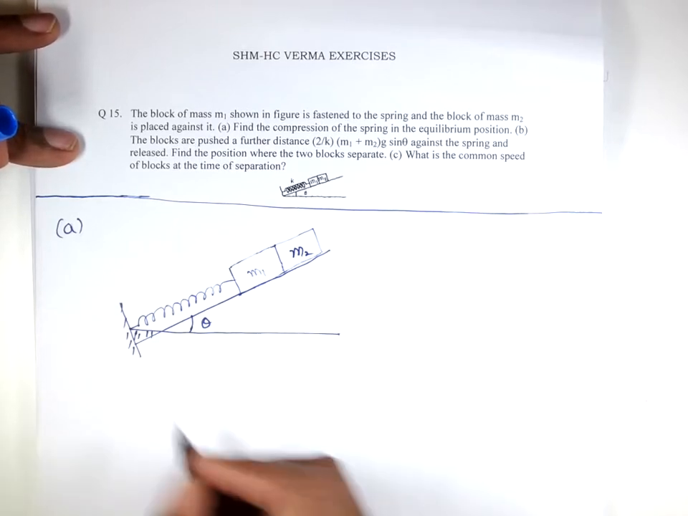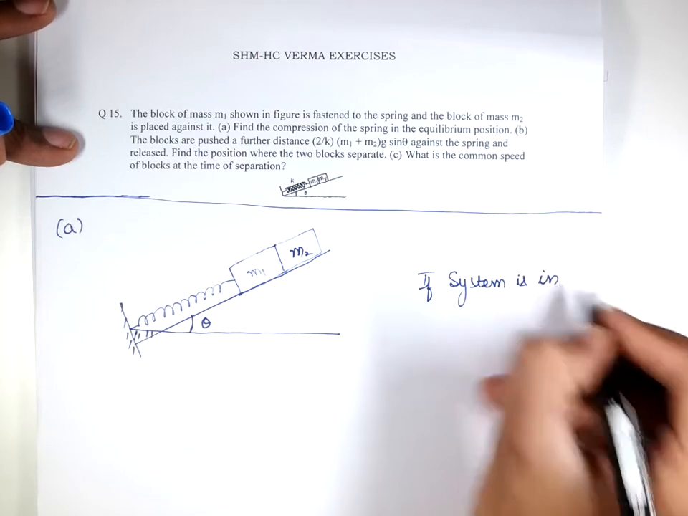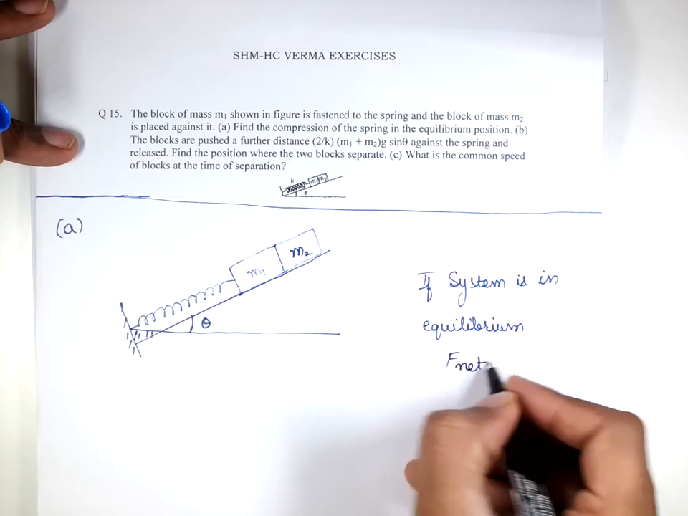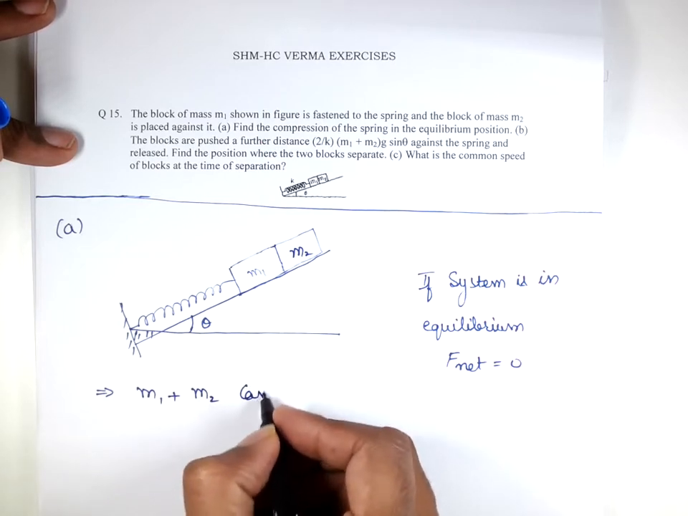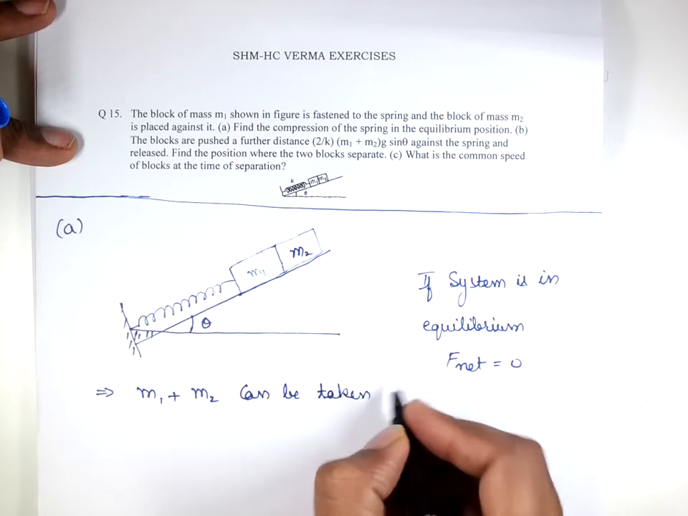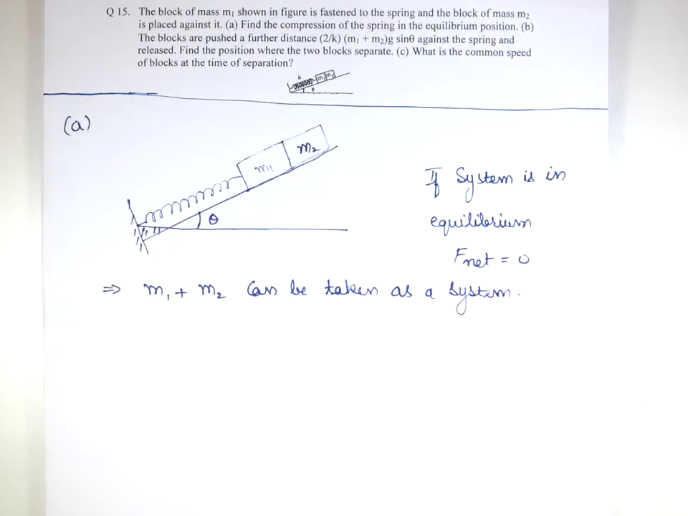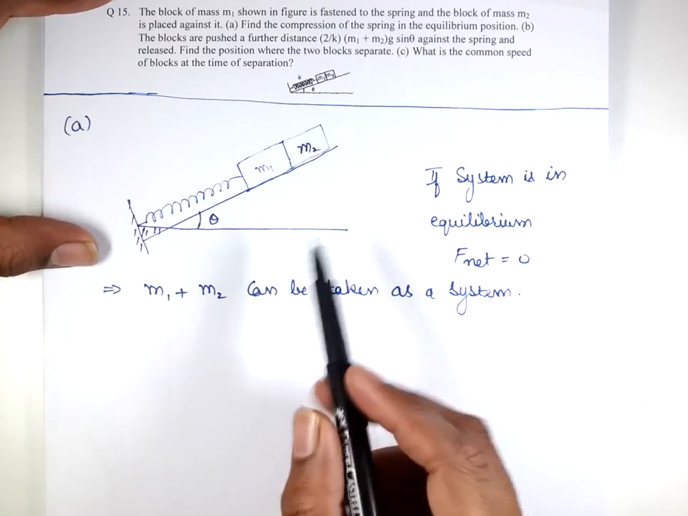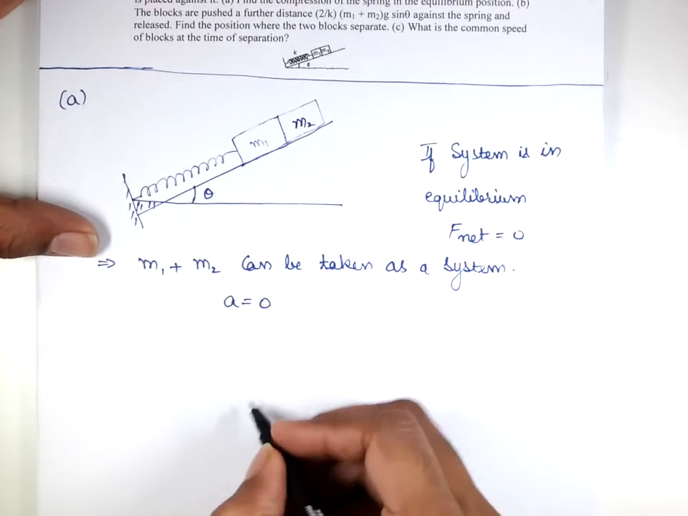Now basically, if the system is in equilibrium, the first thing is that F net would be equal to 0, and m1 plus m2 can be taken as a system. In Newton's laws of motion, we have understood one simple fact, that two bodies can be taken as a system if the acceleration of both the bodies is the same. In this particular case, both the bodies are at rest, so the acceleration of both the bodies is 0, hence the bodies can be taken as a system.